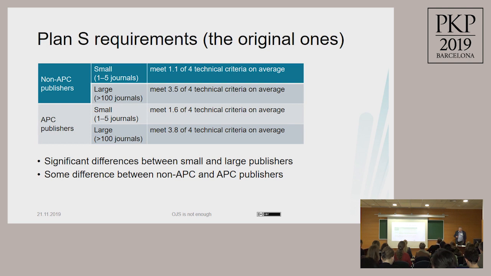If you look at the original Plan S requirements, and we look at non-APC publishers and APC publishers, a bit for technical reasons, we see that the small non-APC publishers meet 1.1 of the four technical criteria on average, which is truly bad. The large non-APC publishers meet 3.5 of the four technical criteria, which is good. If you are an APC publisher and small, you're still not good, but you're much better than the non-APC publisher of the same size. You meet 1.6 of the criteria, and the large APC-based publishers meet 3.8 of the four technical criteria. There is a world of difference between the small and the large publishers, and there is a definite difference between the APC-based and the non-APC-based publishers.